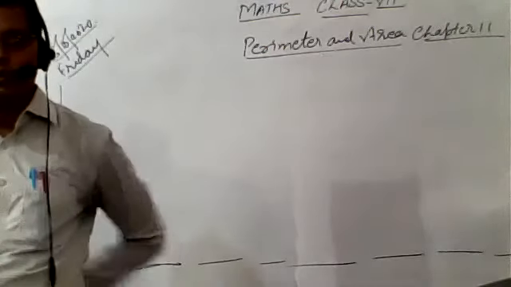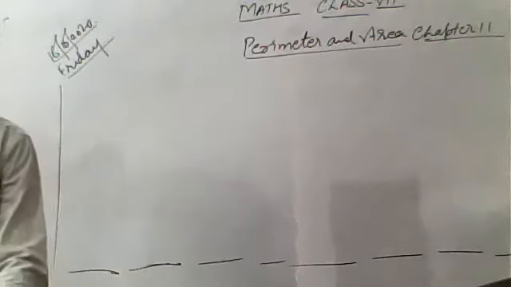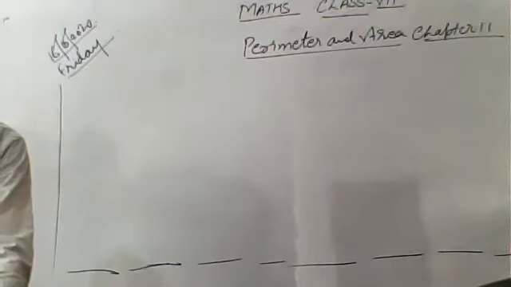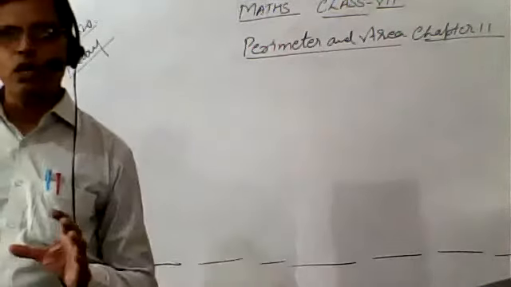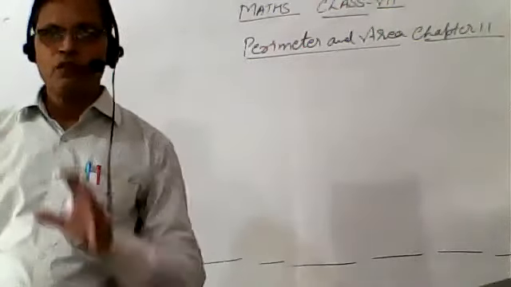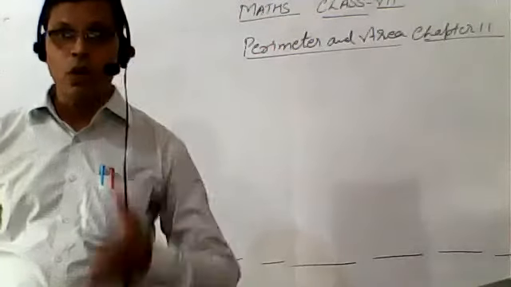Now look at your book, the first definition. The first paragraph: perimeter is the distance around the closed figure. If the figures are closed with line segments, they are called polygons.